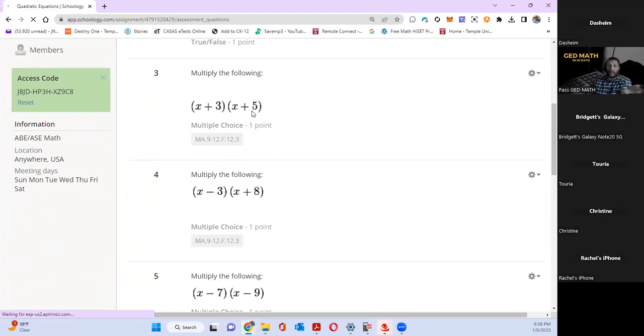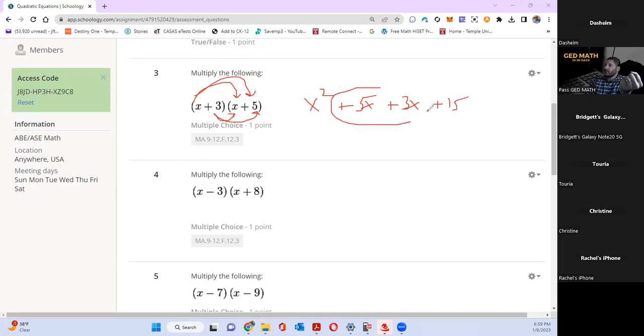Okay, this is multiplying binomials. X times x is what? X squared. X times 5 is what? 5x. 3 times x is what? 3x. 3 times 5 is what? 15. Plus 15. Okay, you have like terms, 5x and 3x. What do they combine to? Plus 8x. All you've got to do is multiply binomials. You've got to know how to do it. It's a guaranteed problem in your exam.